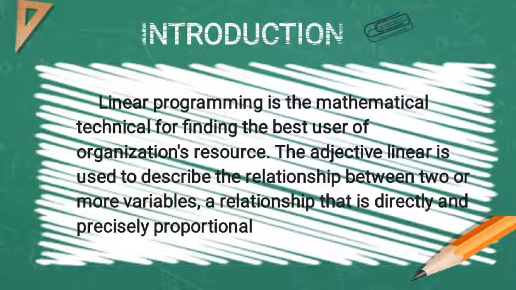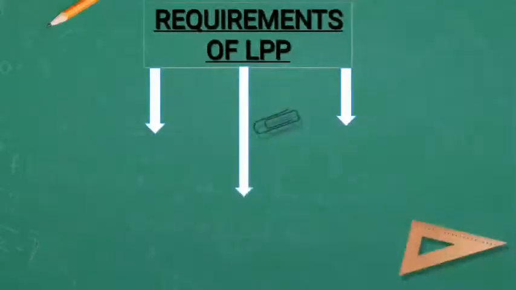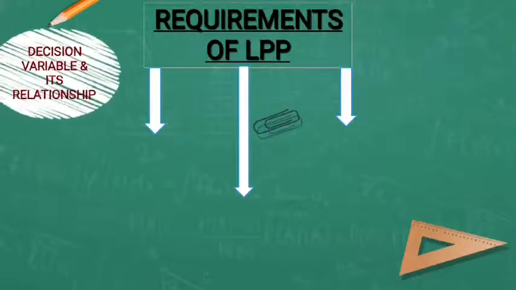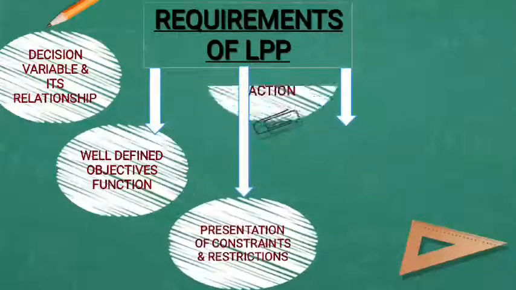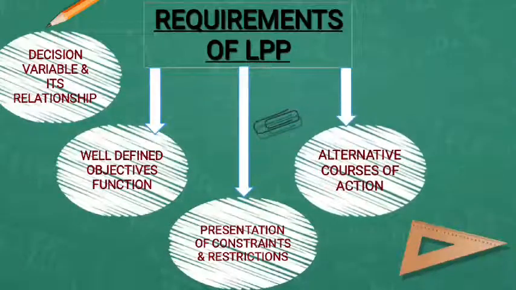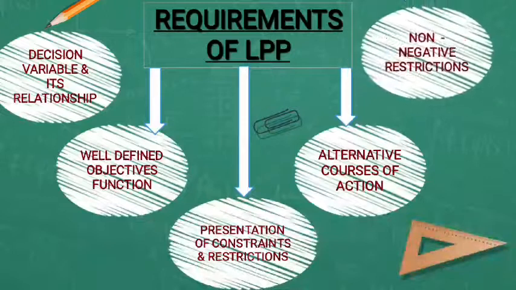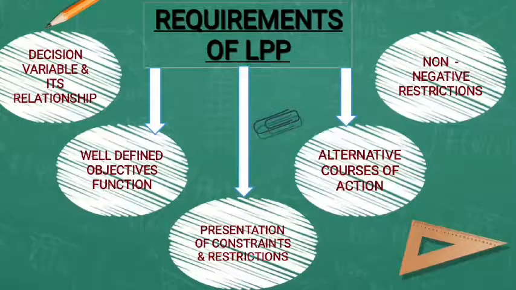The next one is requirements of LPP: decision variables and their relationship, well-defined objective function, presentation of constraints and restrictions, alternative courses of action, and non-negative restrictions. First of all, we are looking at decision variables and their relationship.